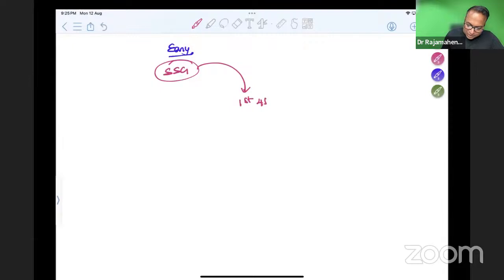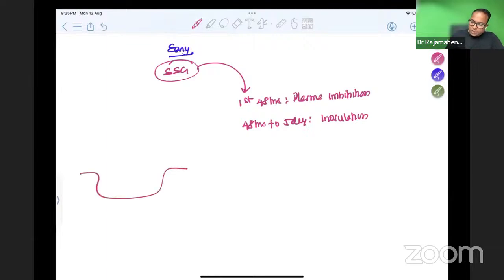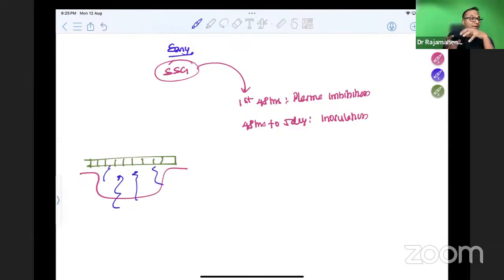For the first 48 hours, the graft survives by plasma imbibition. This is a direct repeat question from Bailey and Love. From 48 hours to 5 days, there will also be inosculation. What is this inosculation? Please don't forget, this is a raw area and this is the graft I have kept. In the first 48 hours, it derives nutrition from the plasma coming, no? So with that, the graft survives.